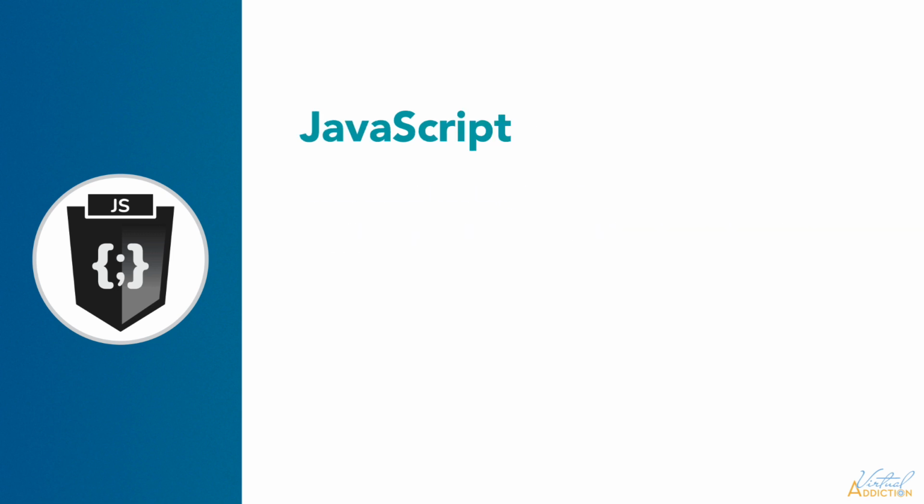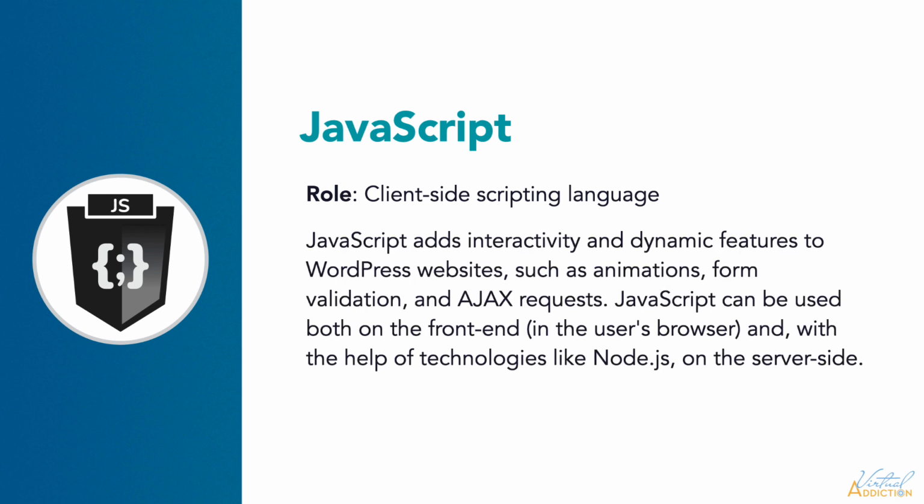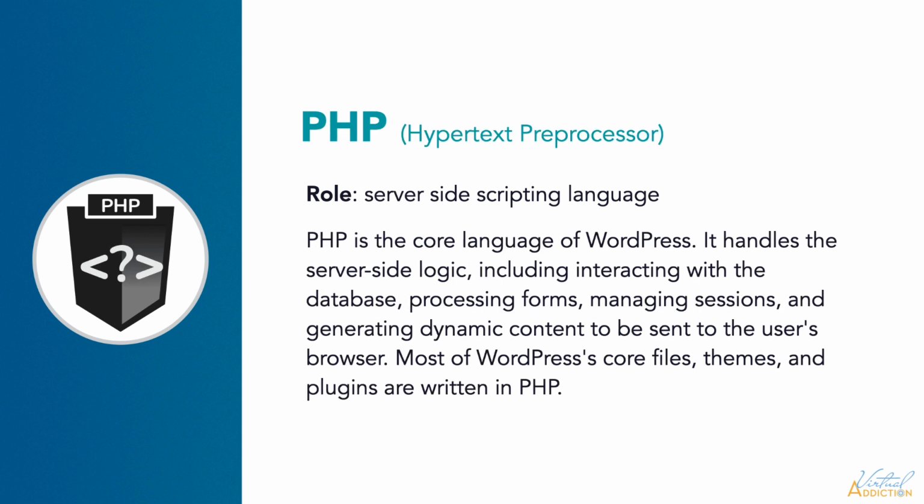Next, we have JavaScript. JavaScript is a client-side scripting language. We use JavaScript to add interactivity and dynamic features to a WordPress website. These would be things such as animations, form validation, and AJAX requests. JavaScript can be used both on the front end, that's what's in the user's browser, and with the help of technologies like Node.js, we can use it on the server side. WordPress also uses JavaScript libraries and frameworks like jQuery and React.js.